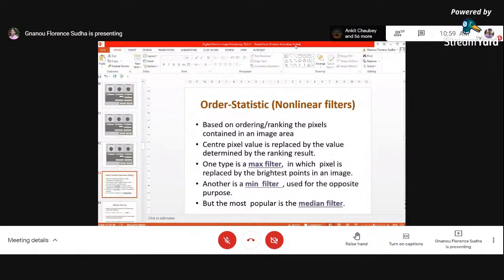Third type, a median filter. Take 9 pixels, arrange them in ascending order or descending order, choose the centermost value, which we call the median value, replace all the pixels with the median value, then we call it a median filter. Of all these three filters, the median filter is the best kind of filter. It is very, very good compared to even the spatial.